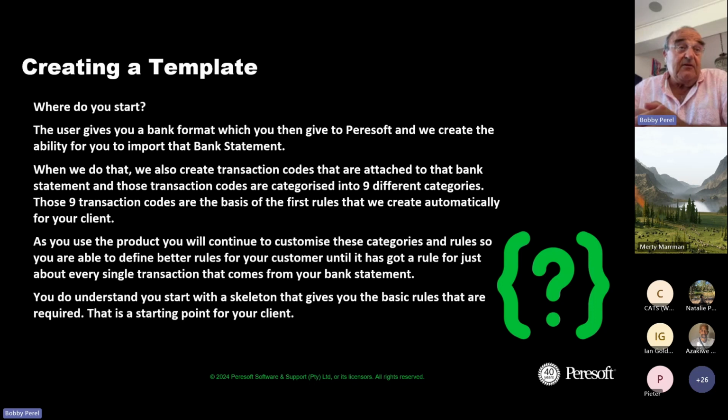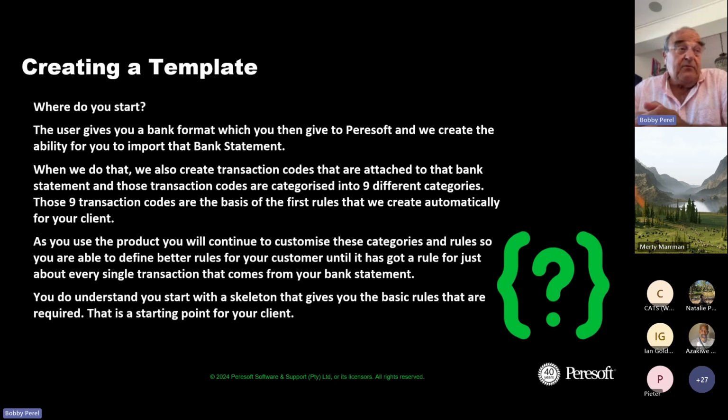Okay, I'll explain to you in a minute about the categories when you create the rules. The 9 transaction codes are the basis of the first rules that we create automatically for your client. So straight away, when you add your template, which I'll show you in a minute, it creates those particular categories for you, puts those transaction codes that are for that particular category, and allows you to use those as rules.